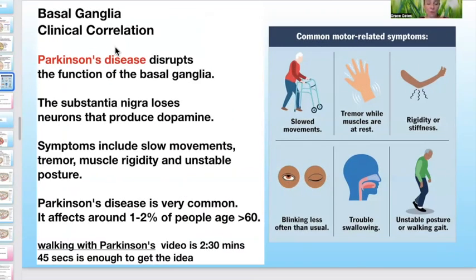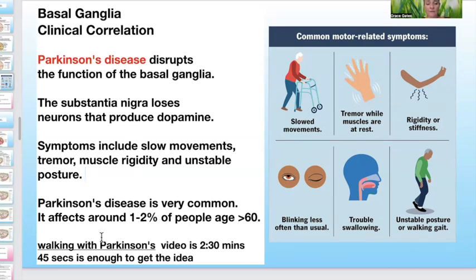And here's a clinical correlation. Parkinson's disease disrupts the function of the basal ganglia. And this disease has shown us how important the basal ganglia are for creating movements. Because in Parkinson's disease, the substantia nigra, which is part of the basal ganglia, loses neurons that produce dopamine. And the unfortunate person develops slow movements, tremor, muscle rigidity, and unstable posture. Parkinson's disease is unfortunately very common. It affects around 1 to 2% of people over the age of 60.